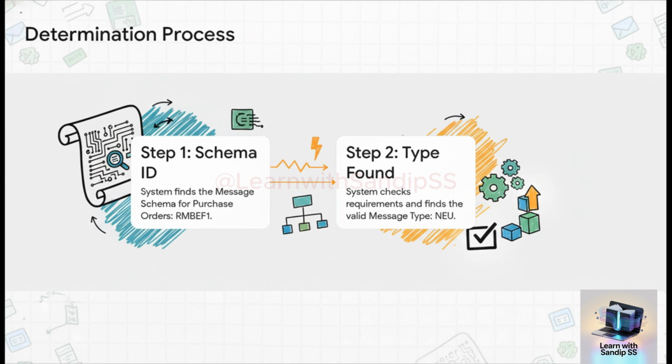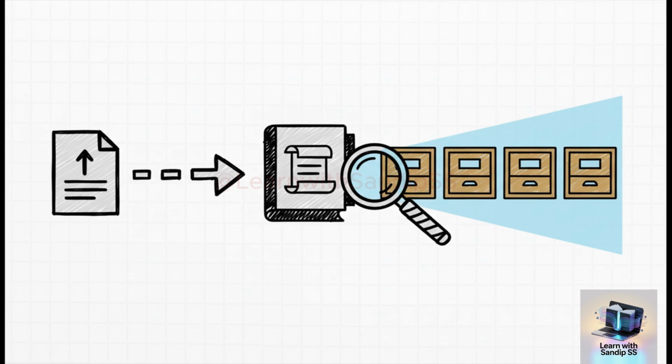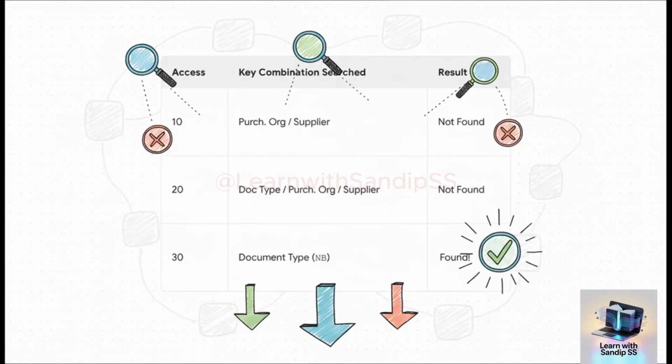Then, the system looks inside that schema and runs a quick check on all the possible message types. It sees that this is a brand new document, so it says, yep, message type NEU is the one we need here. Great. The system has identified its message type NEU. Now, it looks inside the configuration for NEU and pulls out its assigned search strategy, which is access sequence 0001. The hunt for the specific instructions is officially on. Our mail clerk has grabbed his rulebook and is heading for the filing cabinets. And here we can see that search happen live.